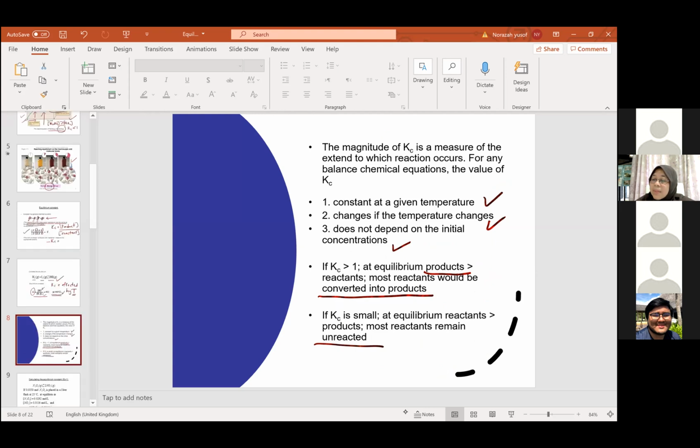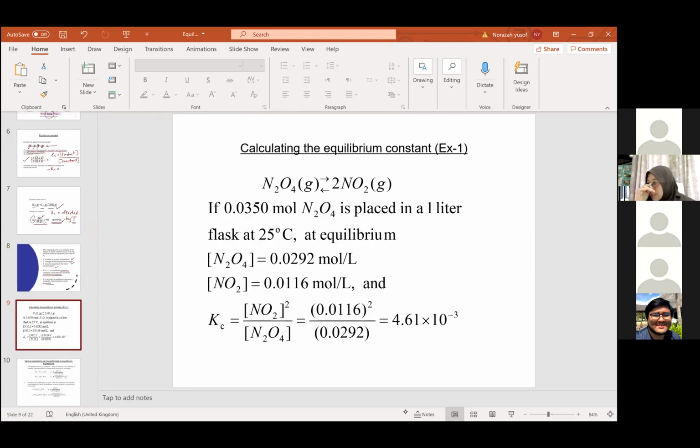Okay, so that is another example. This is a simple example. If 0.035 mole of N2O4 is placed in a 1 liter flask, at equilibrium you achieve N2O4 0.0292 mole per liter, and NO2 at equilibrium is 0.0116. So you can calculate Kc by dividing product over reactant at equilibrium.